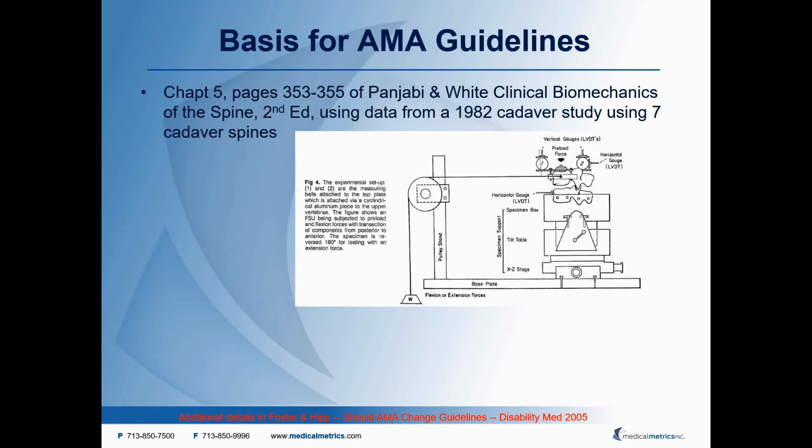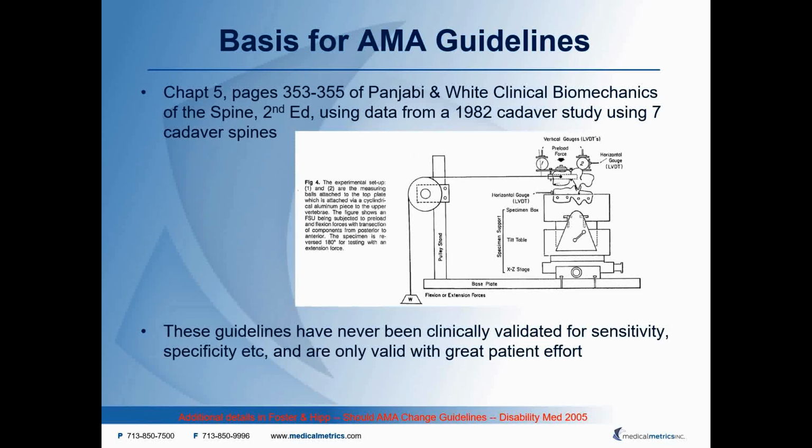The basis for these guidelines can be found in a book by Punjabi and White that is considered an important go-to reference for spinal biomechanics. In fact, the guidelines used by the AMA are based on results from one small 1982 laboratory study of 7 cadaver spines using what would today be considered very crude methods. Importantly, these guidelines have never been clinically validated for standard diagnostic metrics such as sensitivity and specificity.